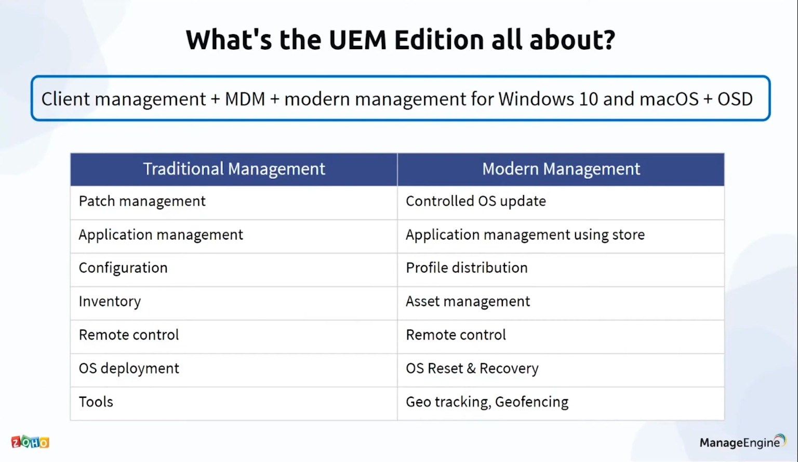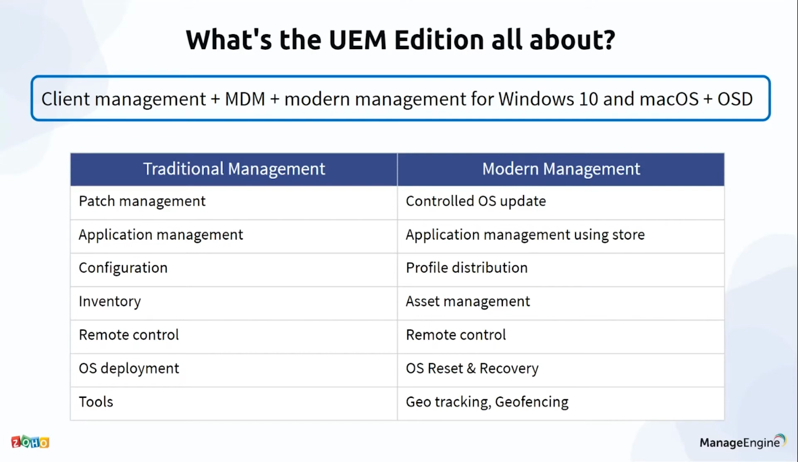So what is all about this Endpoint Central Unified Endpoint Management? This Endpoint Central tool is all about managing the client's mobile device management, modern management for Windows 10 and Mac operating system, plus automating the imaging solution using OS deployment. So the traditional management, which has patch management, application management, configuration management, inventory management, remote management, OS deploying solution tools, which is being developed with the modern management with a controlled OS update, and then managing the applications using store.